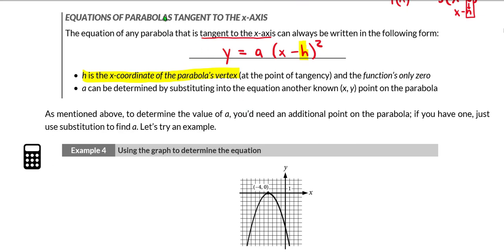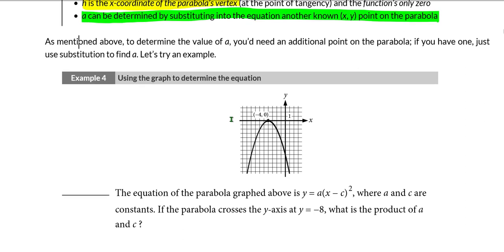The a value here, the a value that's lying in front of the parentheses, we can determine what our a value is by substituting a known point on the parabola. That is usually the way we'll determine what the a value is.